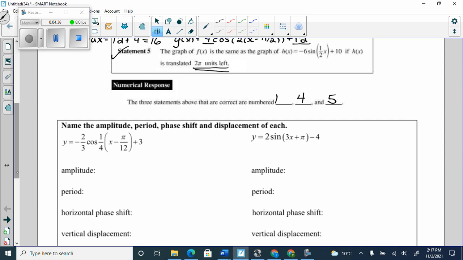Okay. Name the amplitude, period, phase shift, and displacement of each. What's the amplitude of this one? 2/3 because it's the absolute value of A.